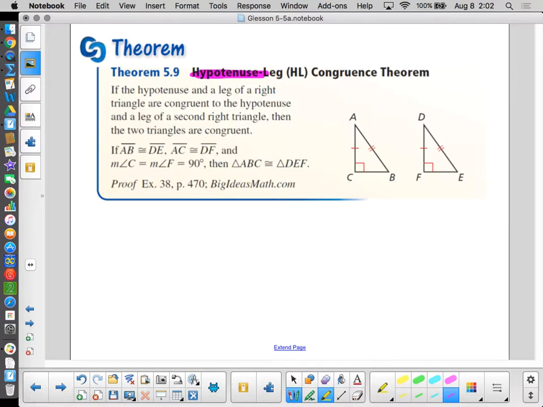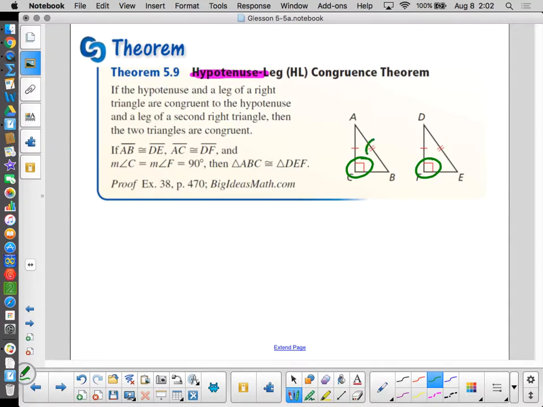Once that's true, once we know they're right triangles, this comes into play. This is a special theorem. It only works with right triangles. It's not the only thing we can use with right triangles. I could use side, side, side, or side, angle, side with right triangles. In fact, we have used side, angle, side that way. But this is special for right triangles.